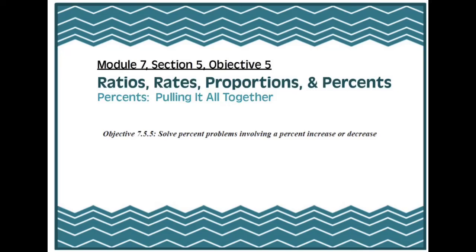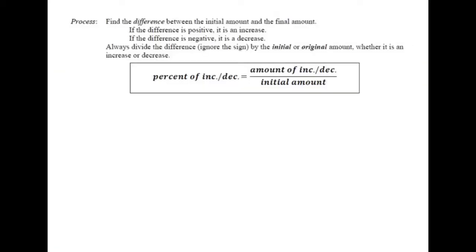Module 7, Section 5, Objective 5. We're going to solve percent problems involving a percent increase or decrease. Still percent problems, still going to set it up, but there's one little change on these. This page explains the difference between what we've been doing and what we're doing on these. I'm going to explain this page by doing a problem on the next page, if that makes any sense.